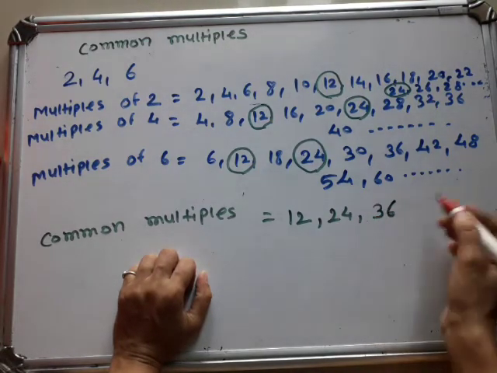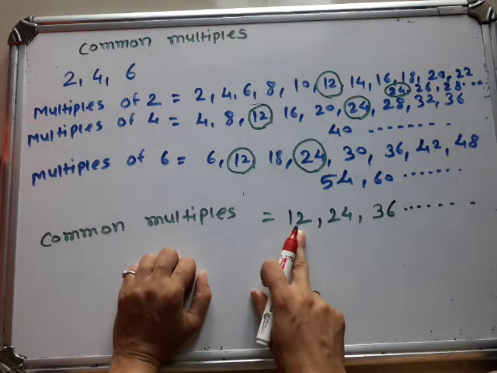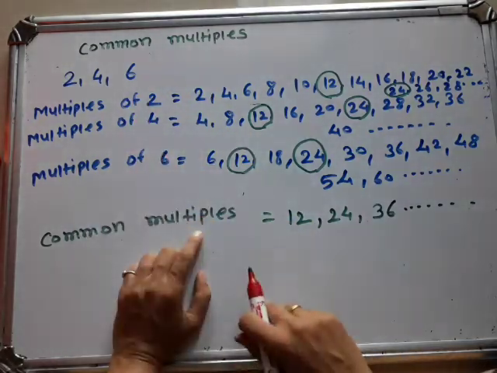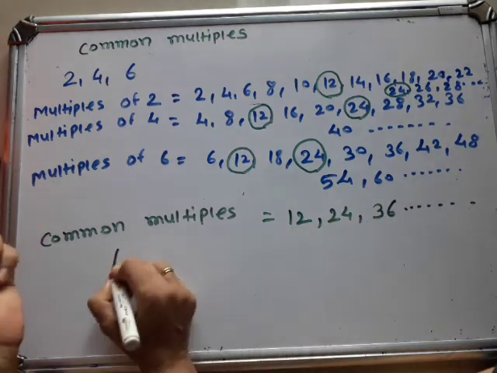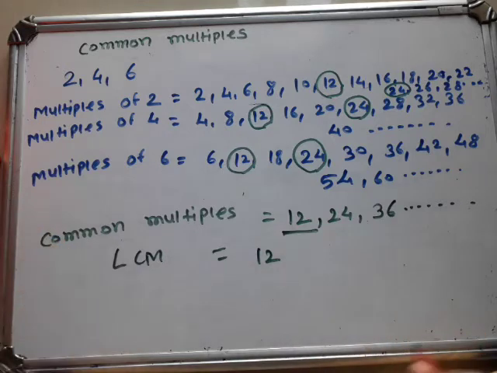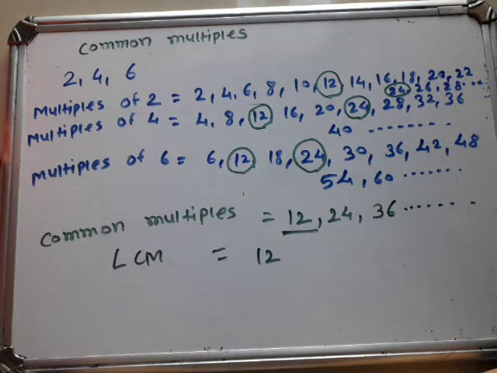36. Okay, in this way we get the table of 12. Means here we get all the multiples of 12. These are the common multiples of 2, 4 and 6. And the least common multiple is 12. This is the smallest number. So you have to write here that 12 is the smallest, means LCM of 2, 4, 6 is 12. Now in this way you have to complete exercise 3.4.